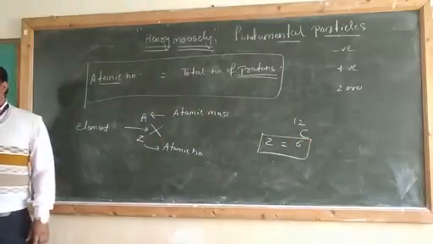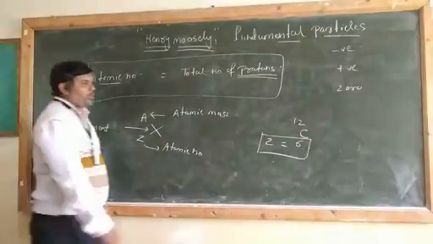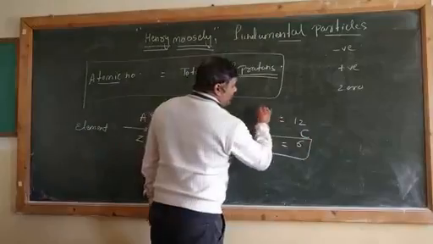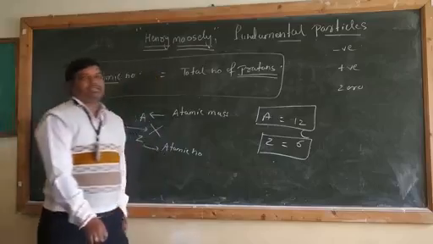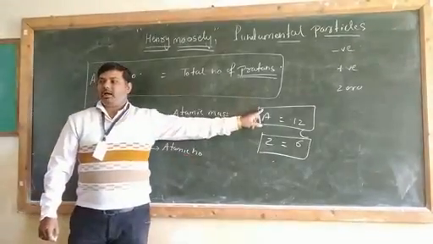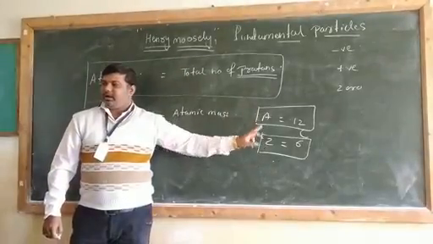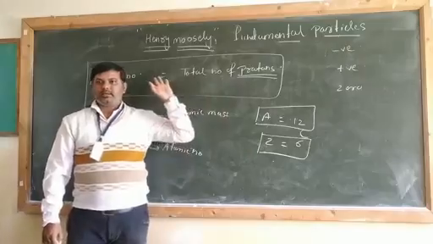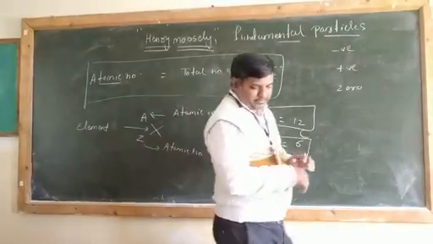Then what is the 12? Atomic mass. So A is equal to 12. समझ में आ गया बच्चों? So this is how we represent the element. So A is nothing but the atomic mass and Z is nothing but the atomic number. ठीक है? समझ में आ गया? Okay, next.